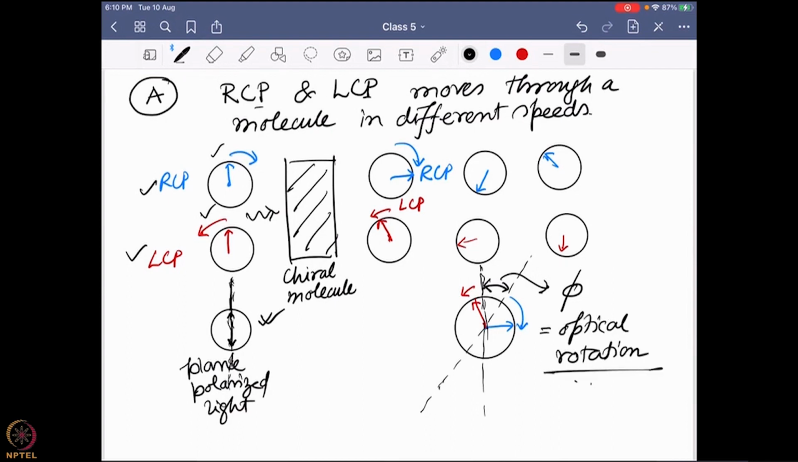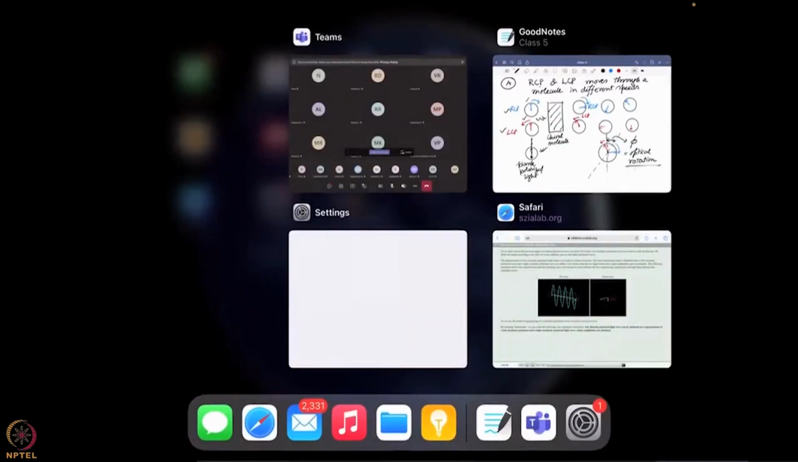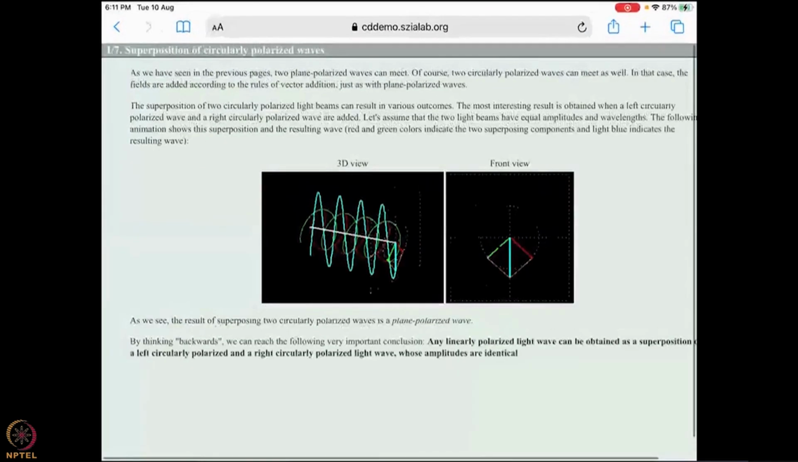So that is our first break in why the optical rotation happens. Again, the optical rotation happens because one of them is moving faster compared to the other, and that is why the optical rotation actually changes in the beginning, before it hits the sample, and after it sees the sample. So again, let me show you on this particular system.